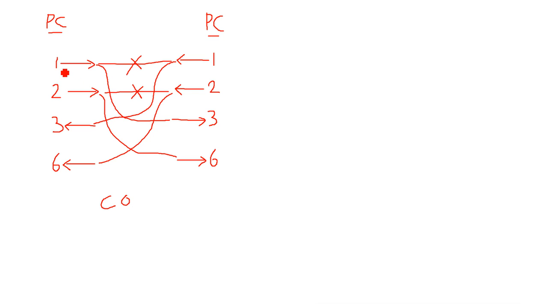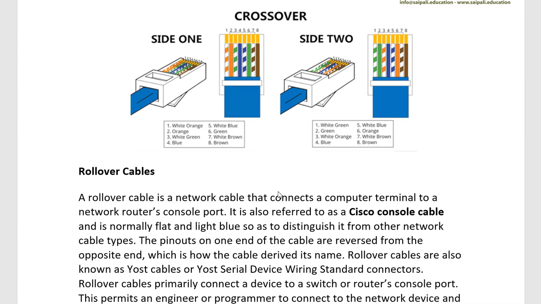from the first end will go to the third line in the other end, and the second cable from the first end will go to the sixth in the second end. Let's see that. So when we check this color coding here, we can easily see that on one side the first cable is white orange, and on the other side the white orange is on number 3. And on the first side the second cable is orange, and on the other side it goes to sixth number.